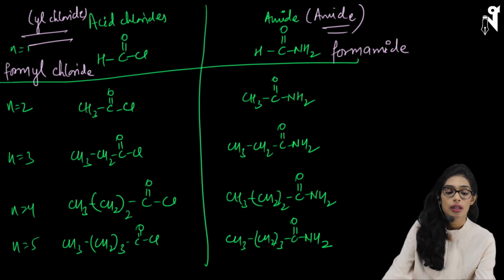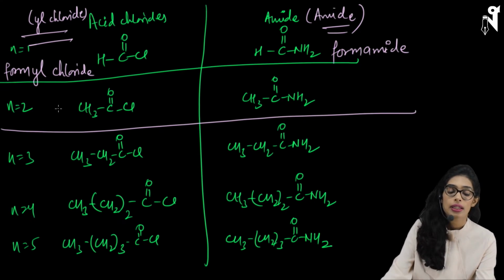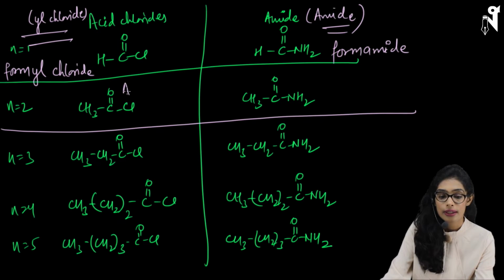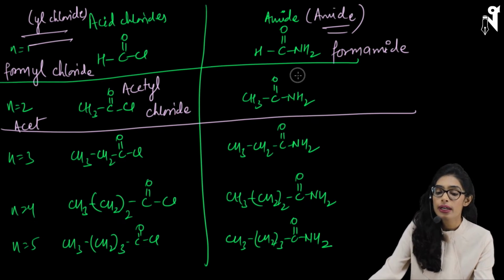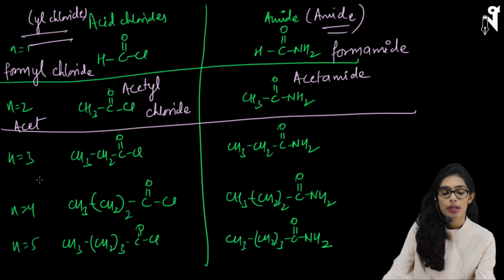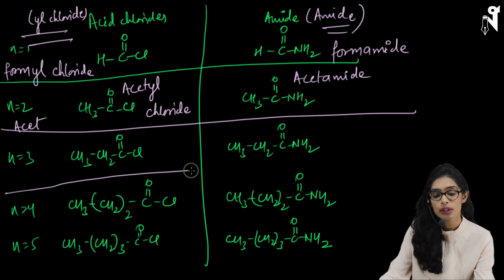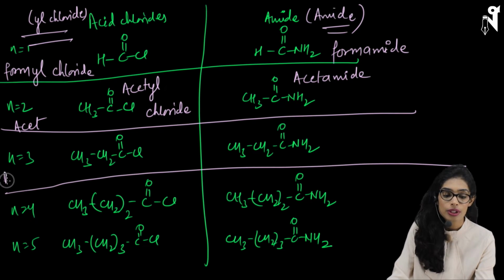Very simple. Now in this case it is acet, so it will be acetyl chloride. N is equal to 2 is acet. So acetyl chloride, and it will be acetamide. This will be the name. Next, come to the third one. Third one, I have told you it is propion.